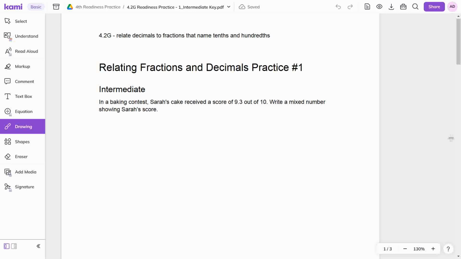Hello, and welcome to 5-Minute Math. Today we are looking at relating fractions and decimals. This is Readiness Practice 4.2G Intermediate version.